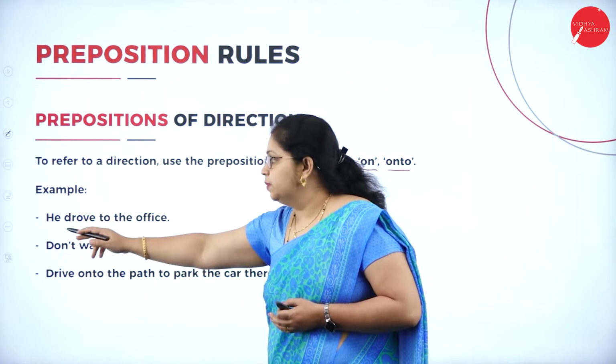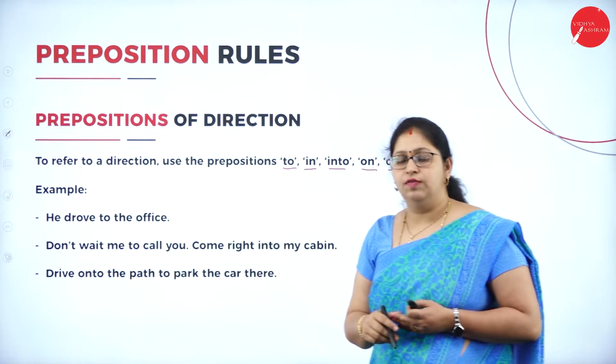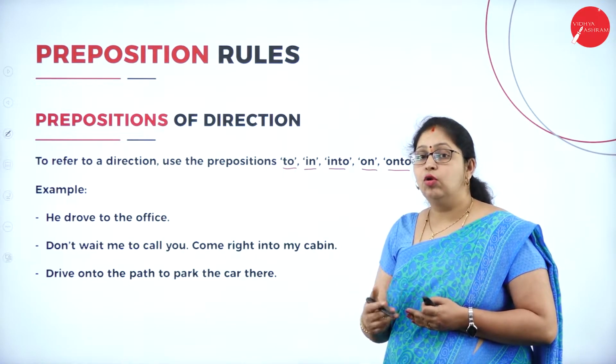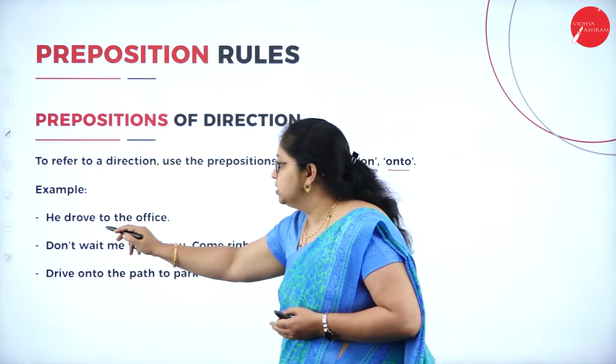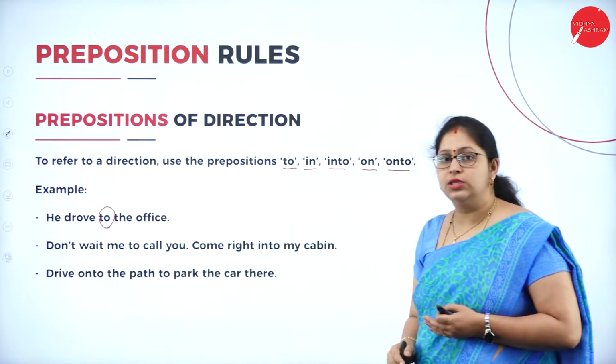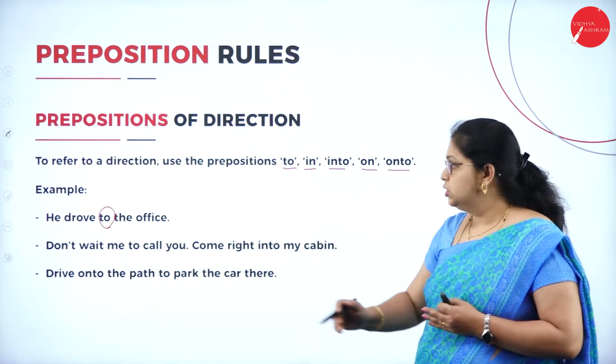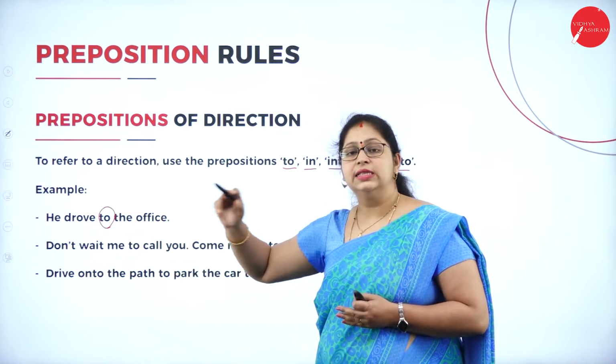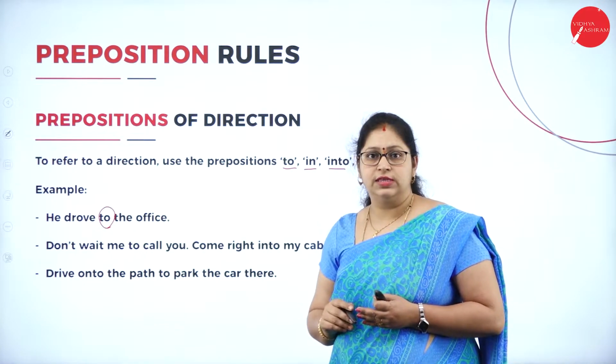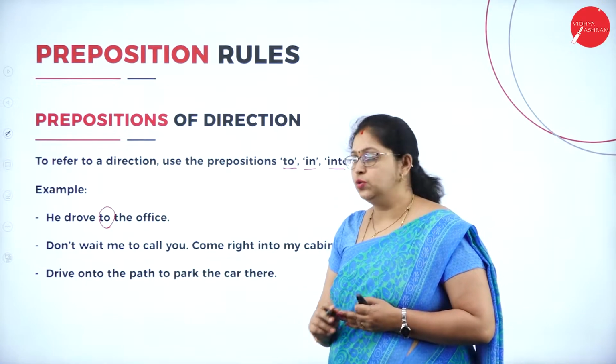So here are examples. He drove to the office. So he drove to the office. To is the preposition used here. Where did he drive? He drove to the office. So to indicates that he went to the office. So this is the preposition used here.